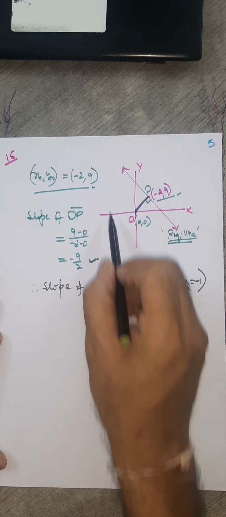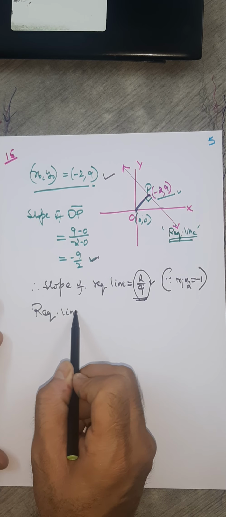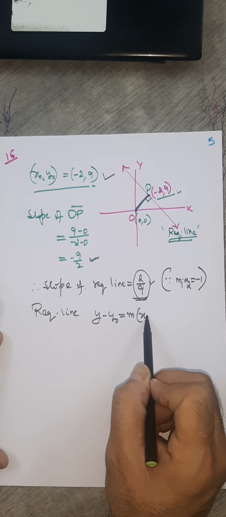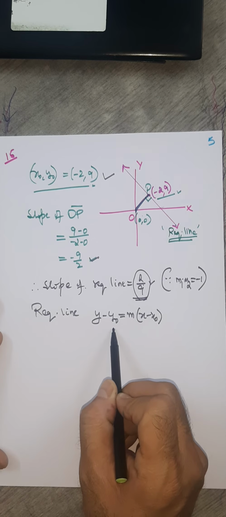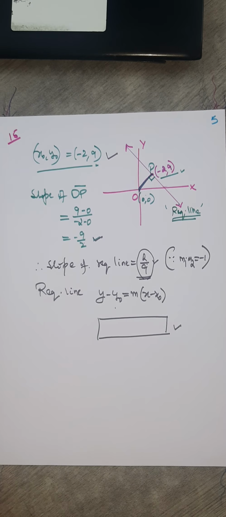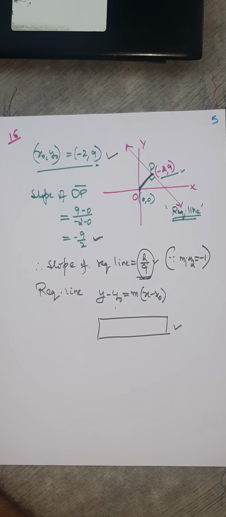You have a slope, you have a point. So the required line is given by y minus y0 equals slope into x minus x0. Just place the values here, you know everything, and simplify. So you have the required line here. Got it? Such questions you can answer if you just draw the rough diagram. Otherwise it becomes difficult here.